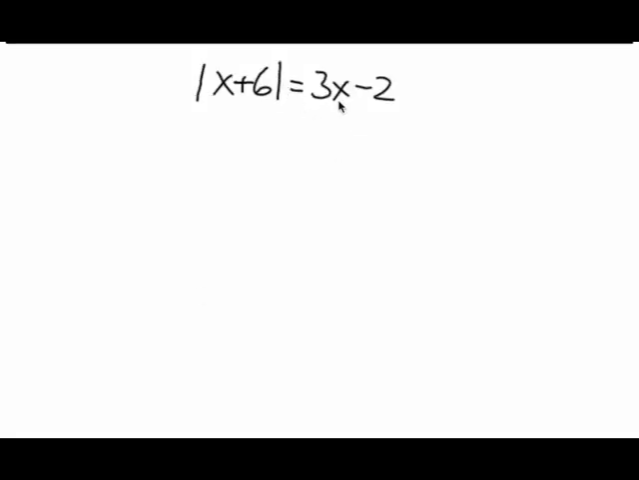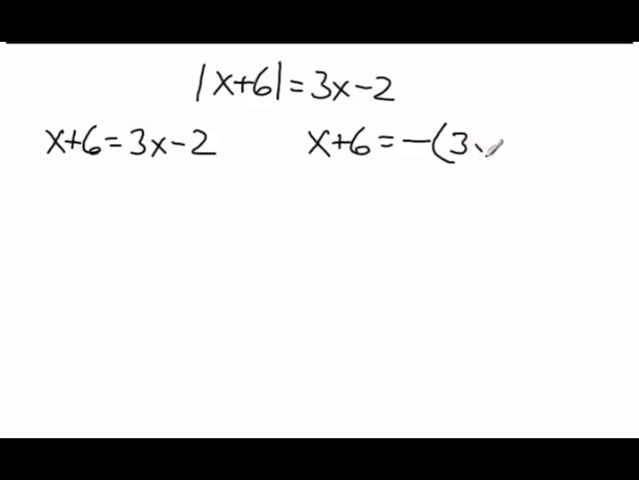All right, here's a slightly more complicated equation where I have an absolute value expression equal to a regular non-absolute value algebraic expression. But the same procedure holds true as before. Either x plus 6 has to be equal to 3x minus 2, the positive, or x plus 6 has to be equal to the opposite of 3x minus 2. Now notice I use parentheses because I want the opposite of all of this, not just the opposite of part of it. So the parentheses are important.